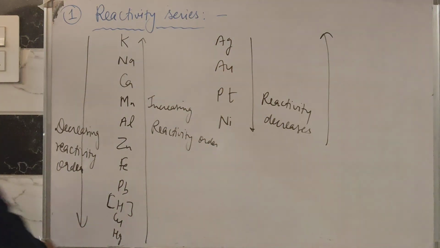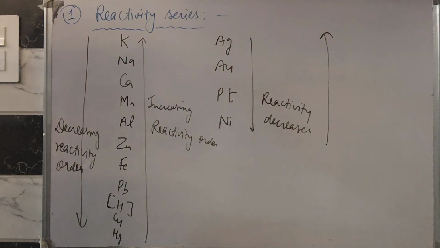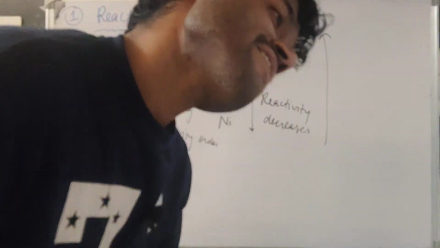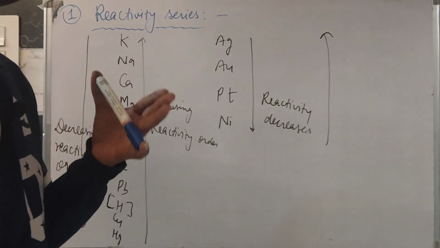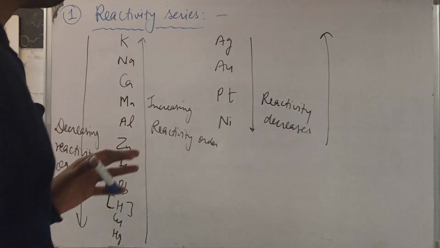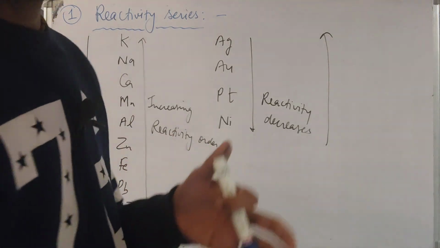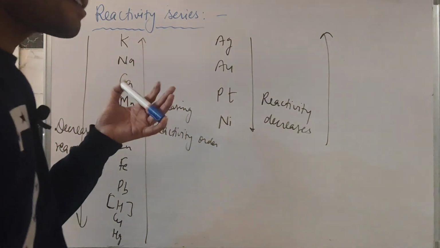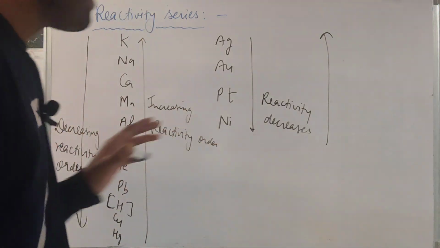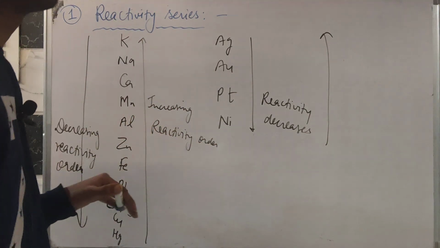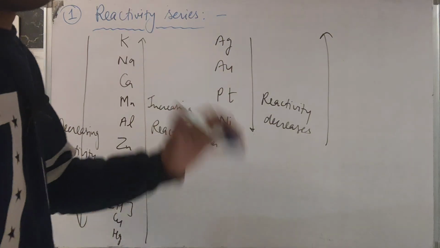So what are the things you have to remember? Any salt reacts with an element that is higher in reactivity than the element in the salt. It means if the reacting element is higher in reactivity compared to the element in the salt, the reaction will occur. And if it is lower, less reactive, then the reaction will not occur.